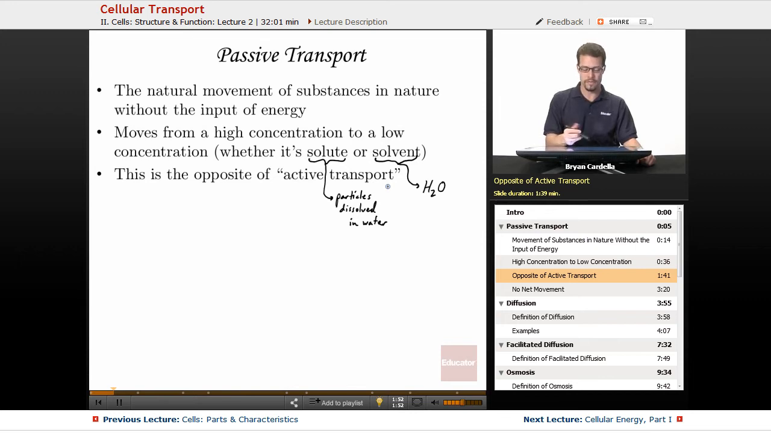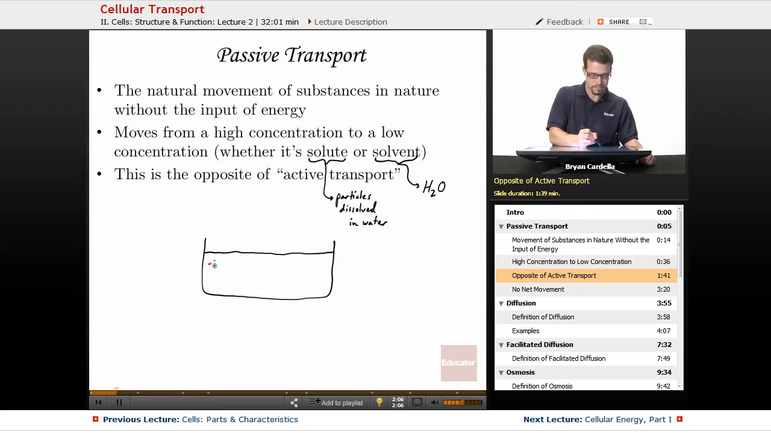So let me give you an example of passive transport, a practical example, one you could do at home. So this is a container with water in it. So here's a bunch of solvent. We're going to put solute in there. So this is a bunch of red food coloring, dye. And then on the right-hand side, we're going to put a bunch of blue food coloring and just let it sit.